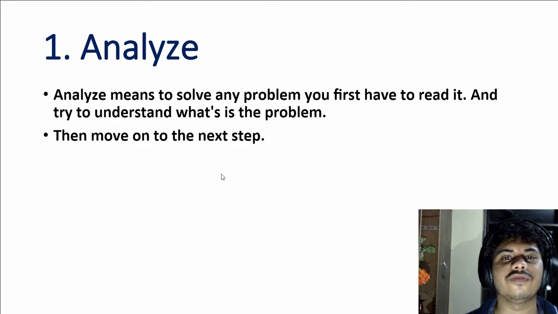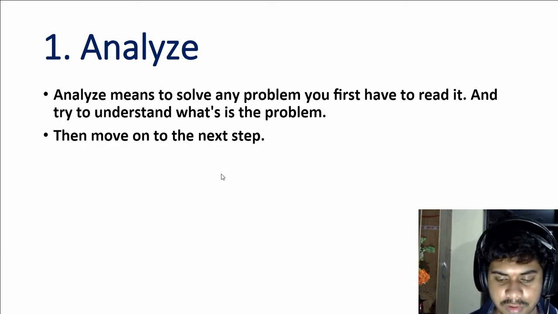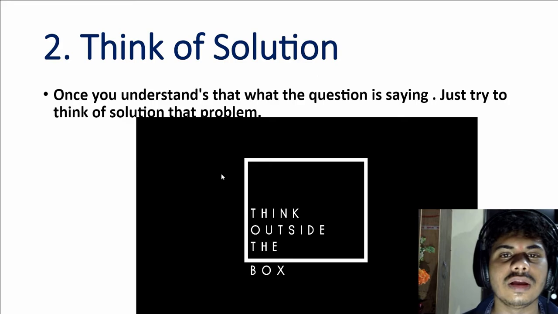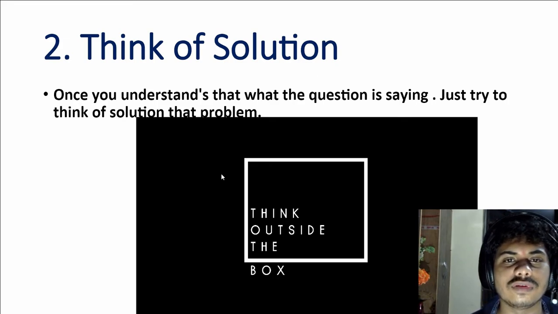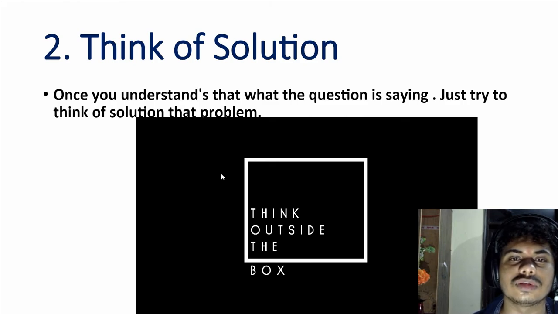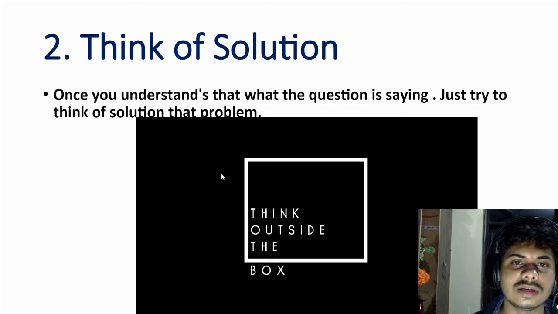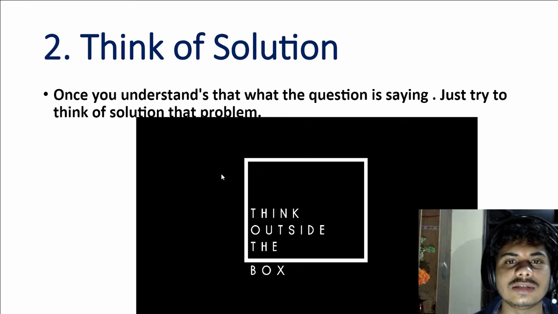So the first step is to see the question and analyze it, to understand what the question is trying to say. Then you have to think of the solution. Now we will move to the next step, which is thinking the solution. In this step you have to think of an approach, how you will solve this question. There are different ways to solve a question, so whichever approach hits your mind first, you just have to write it down. So that is our next step.